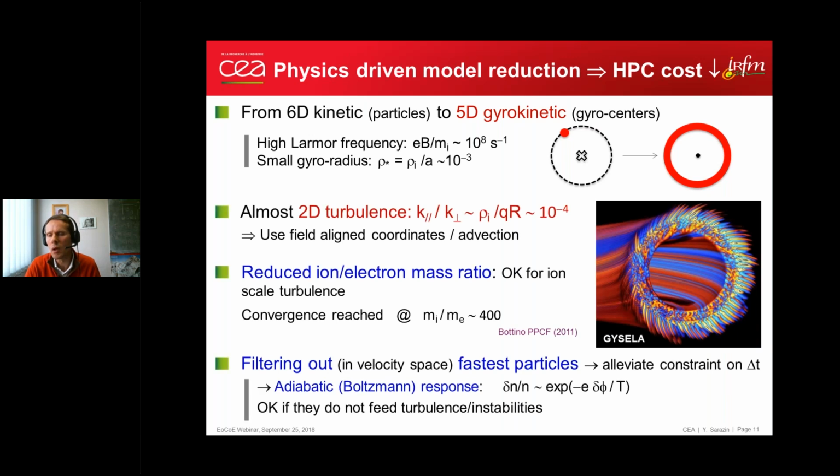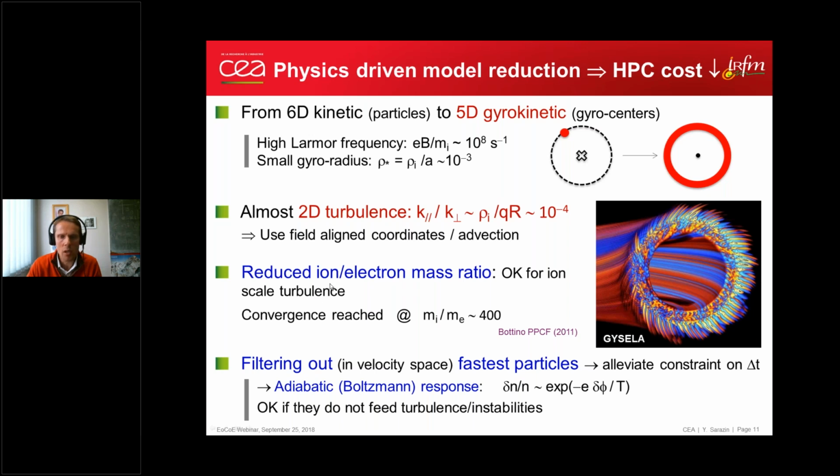So the other properties of turbulence that you can use to reduce further the complexity of the numerical approach: you can use the fact that the turbulence is almost 2-dimensional, in the sense that, as you can see on this picture of the turbulence simulation, the fluctuations are much elongated along the magnetic field lines, while they develop small scales in the transverse plane.